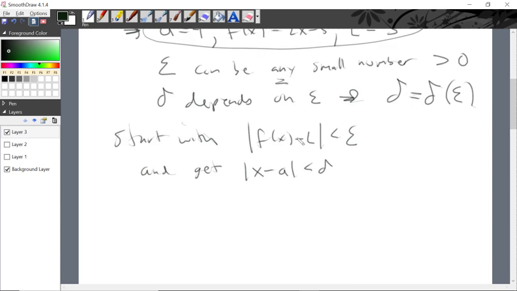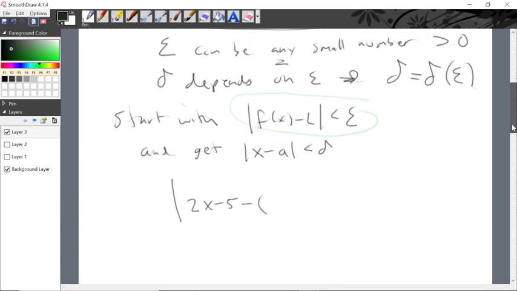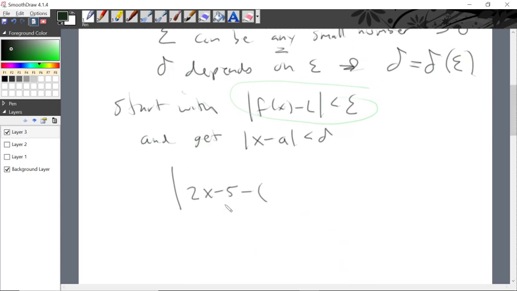We're going to start with the absolute value of f of x minus L is less than epsilon. Now f of x was 2x minus 5. We're subtracting L, and the value of L was 3. Right? So we have the absolute value of 2x minus 5 minus 3. I guess I didn't need that parenthesis there. Minus 3. Okay? This is less than epsilon, where epsilon can be any number.